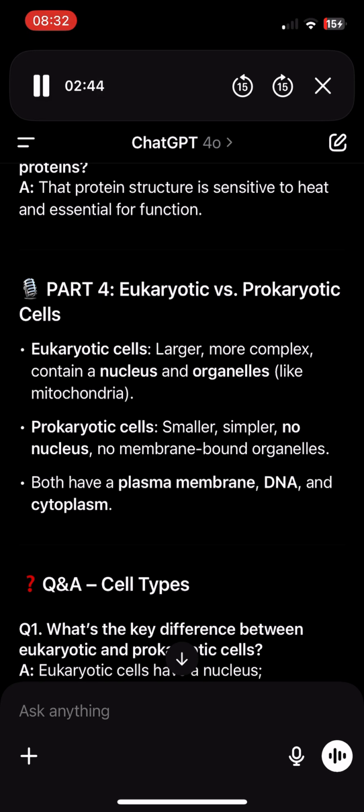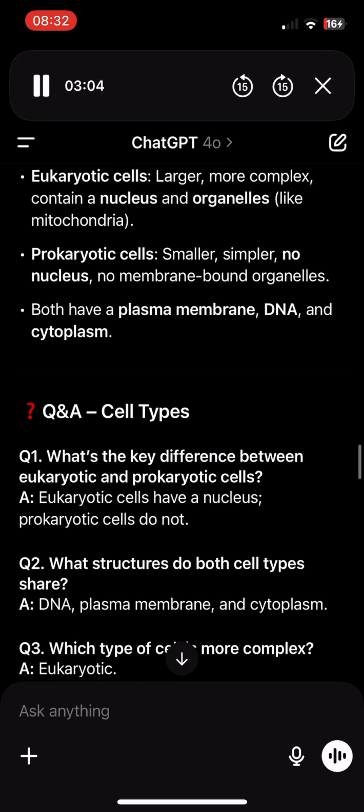Part 4. Eukaryotic versus prokaryotic cells. Eukaryotic cells: larger, more complex, contain a nucleus and organelles like mitochondria. Prokaryotic cells: smaller, simpler, no nucleus, no membrane-bound organelles. Both have a plasma membrane, DNA, and cytoplasm.